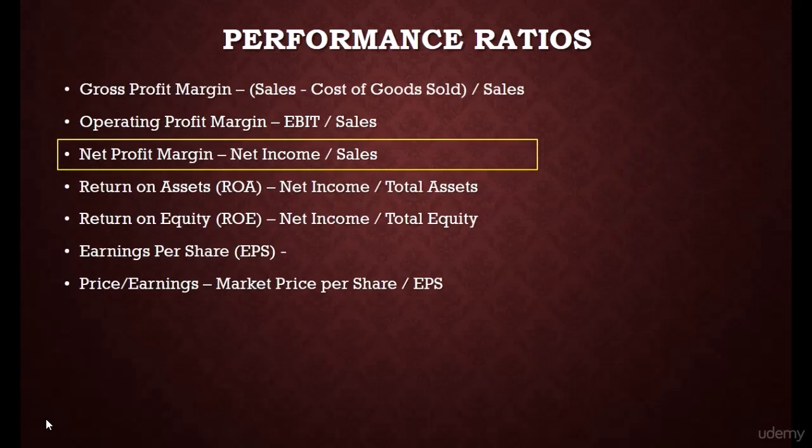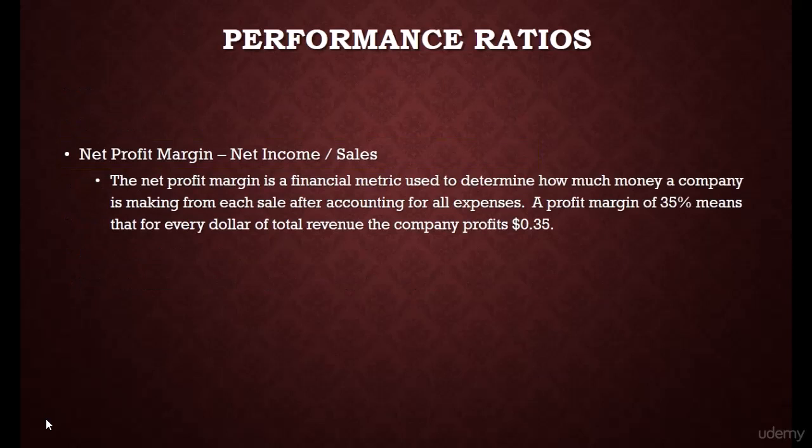Our next ratio is our net profit margin, which is our net income divided by our sales. And this gives you the most overall look about how much money you're making from each sale, because it accounts for all of your expenses, your operating expenses, your taxes, your interest. So our net profit margin is a financial metric used to determine how much money a company is making from each sale after accounting for all expenses. For example, a profit margin of 35% means that for every dollar of total revenue, the company makes 35 cents.